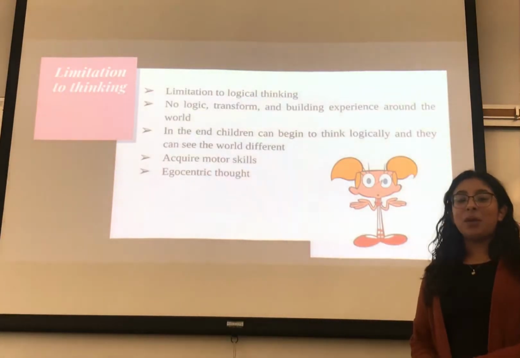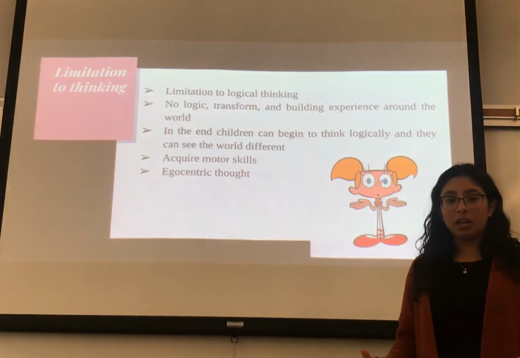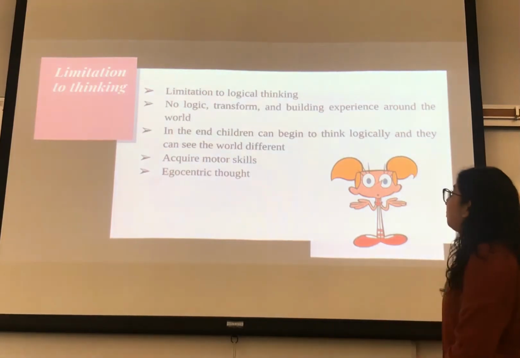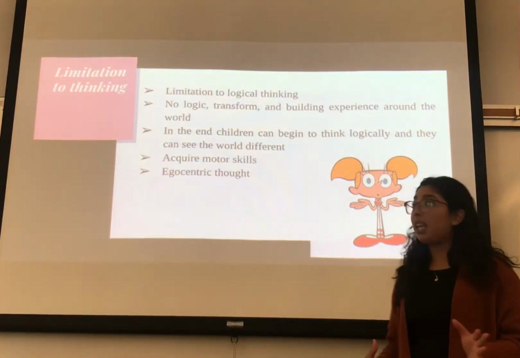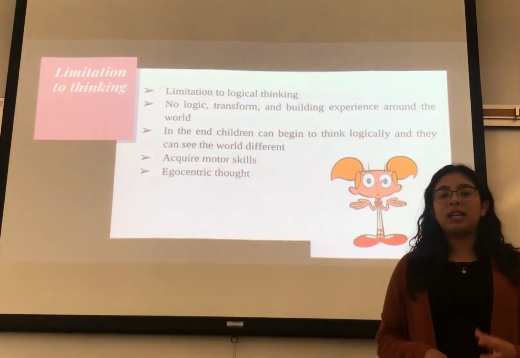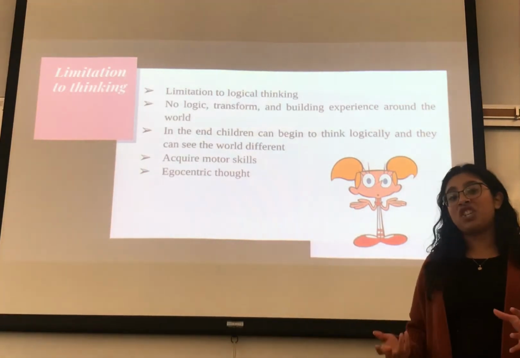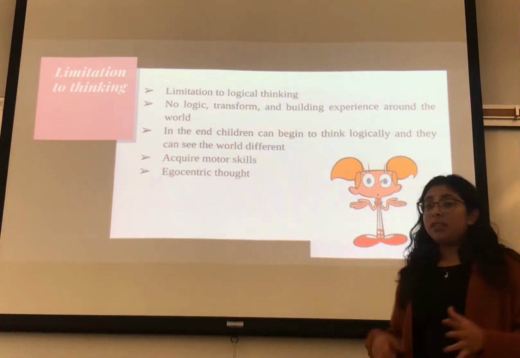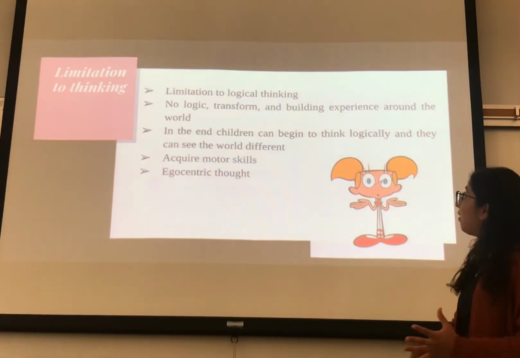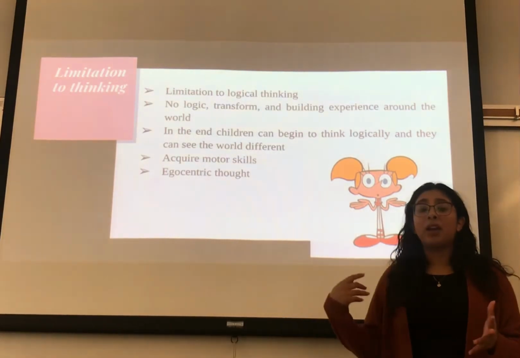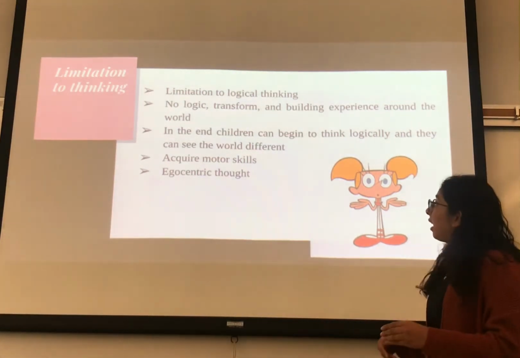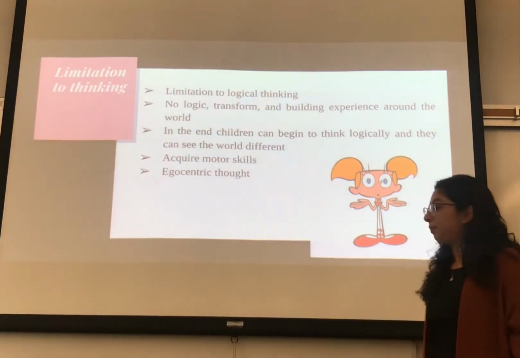So after seeing this video, we can see that there's a limitation in thinking when it comes to children between 2 and 7 in the preoperational stage. There's a limitation to logical thinking. They can build experiences, but it's hard for them to pronounce it, and it's hard for them to differentiate it. At the end of this stage, children have the ability to think logically, and they can see the world differently. They can acquire new knowledge, new understanding and perspective of the world, and they have egocentric thinking.